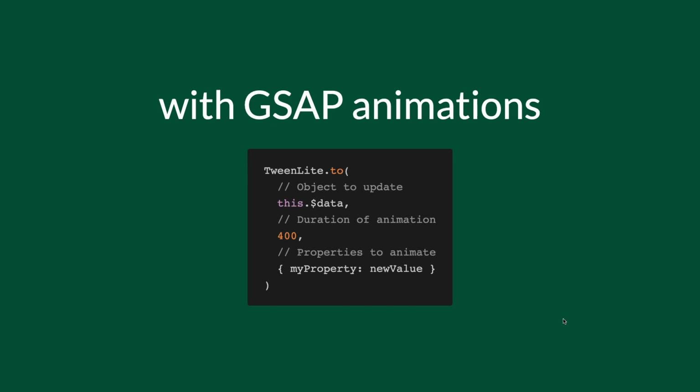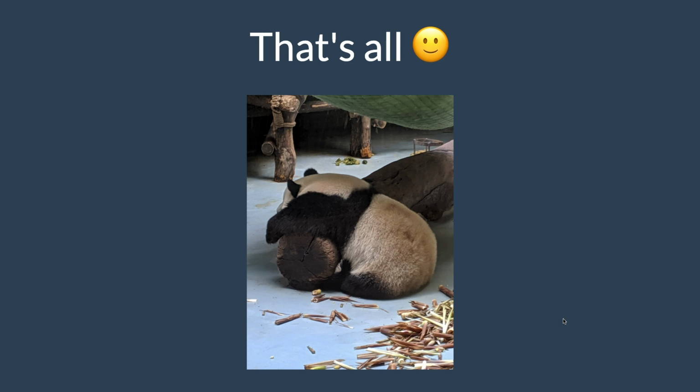And one way to make things really fun is with GSAP animations. Just starting to animate something automatically makes it more fun. And the animation can be as simple as code like this. And that's all. This is the panda that I saw yesterday.